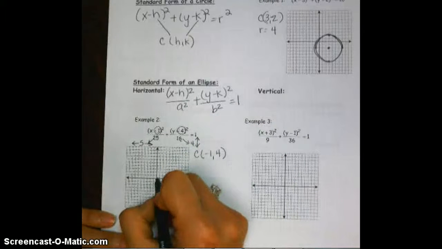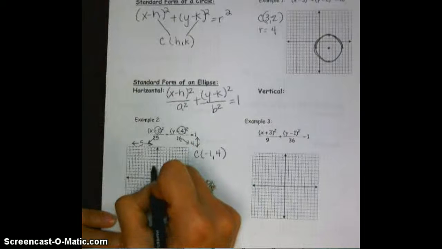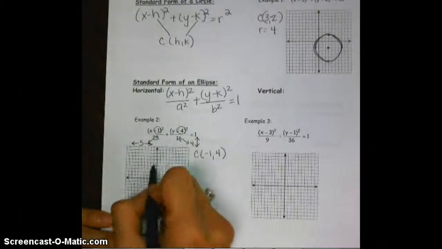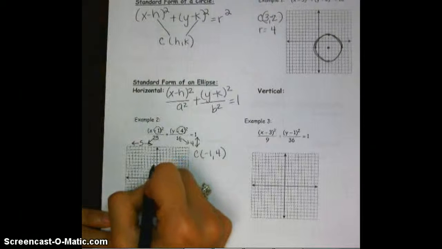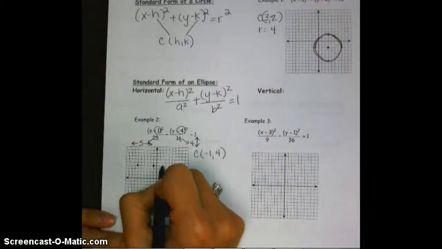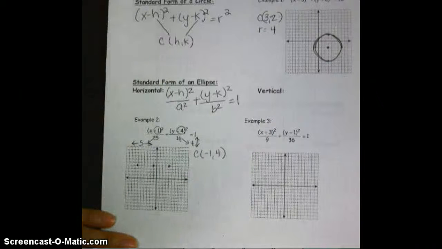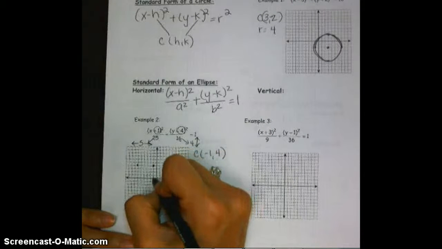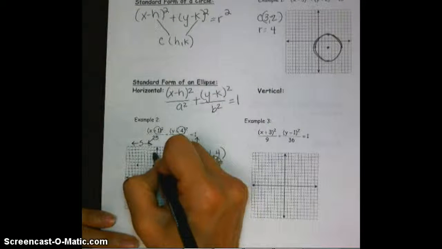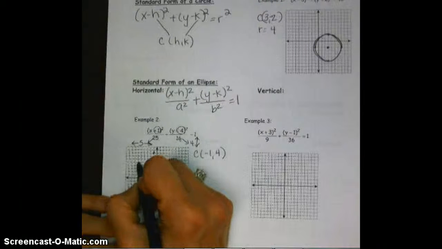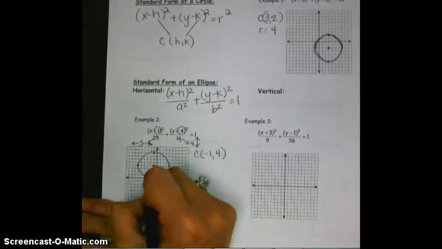So we're going to graph -1, 1, 2, 3, 4 as the center. And then in the left-right direction, the horizontal direction, we're going to move 5. 1, 2, 3, 4, 5. And 4. 1, 2, 3, 4. Okay, and then we're going to connect our outer points into an ellipse shape.